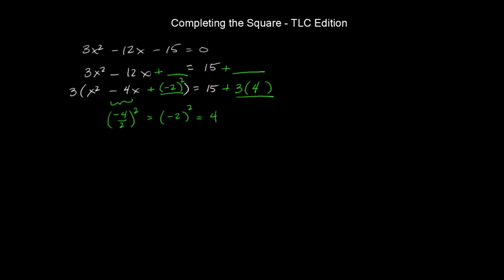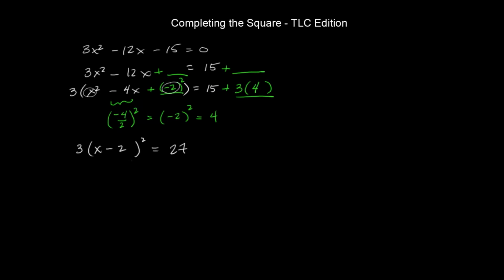Now, for the next step, we're going to copy down the 3 and set up our parentheses. And we're going to do the same thing we did last time. We're going to take the x, and we're going to take what's inside of the set of parentheses. In this case, I have a negative 2. We're going to write that down inside of here. On the right side, we're going to add the 15 and the 12, because 3 times 4 is 12. And that's going to give us 27.